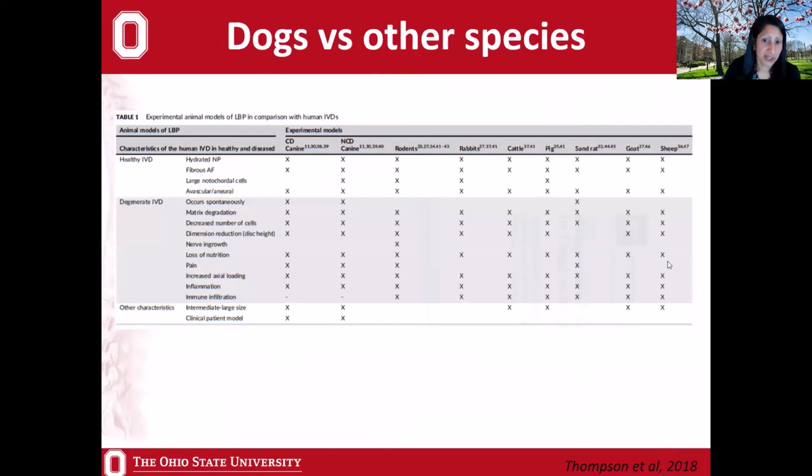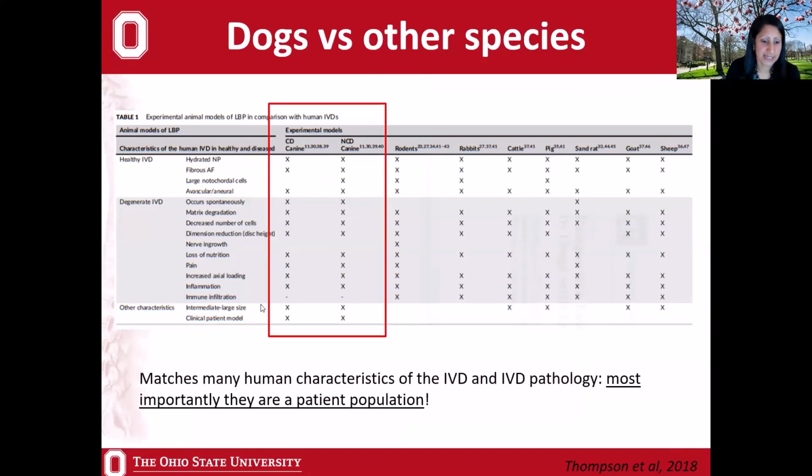And as I mentioned, when you compare them to other animal models, here's a table of different experimental models. We have the dogs here, rodents, rabbits, cattle, pigs, sand rat, goat, and sheep, and then the different characteristics of healthy and degenerate discs. What I want to highlight is both the chondrodystrophic dog and another species called the non-chondrodystrophic dog. What you'll notice is that they are among the very few species that are actually a clinical patient population, so very attractive for us to use and of high relevance.